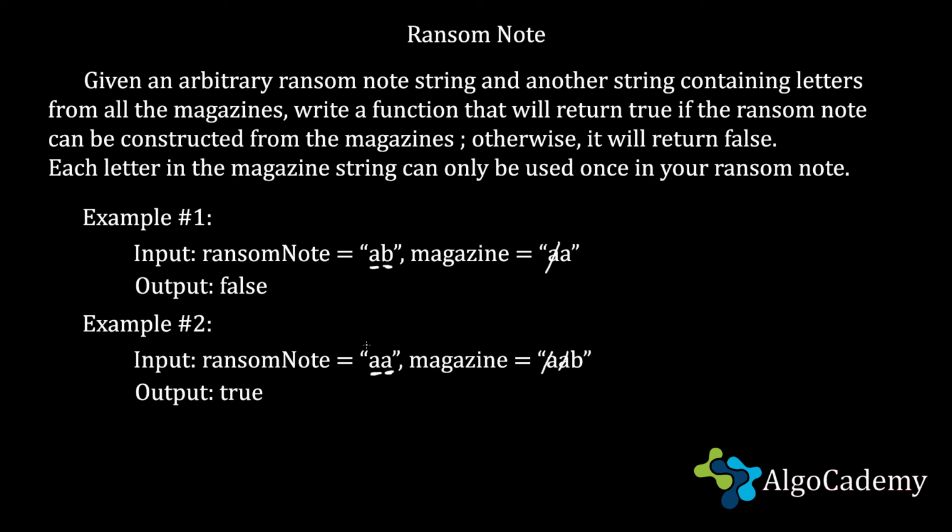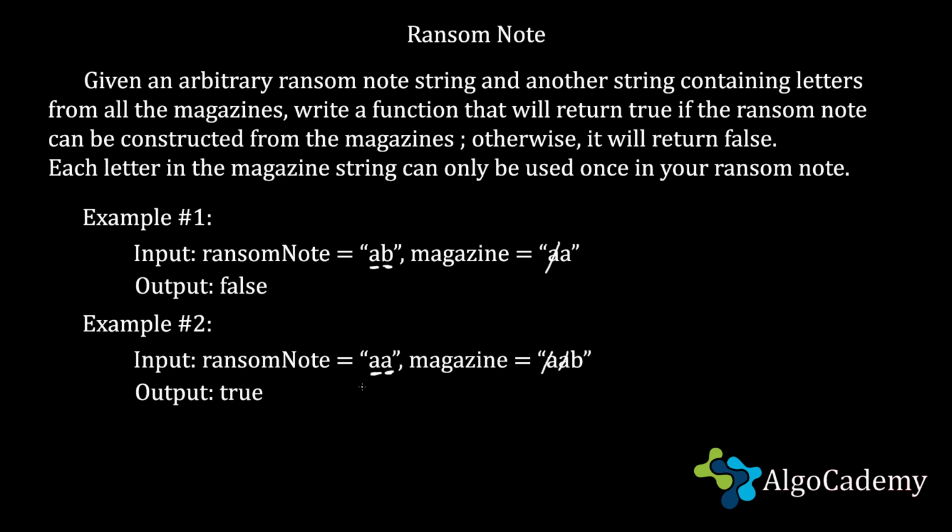So, this problem is pretty straightforward. We have to make sure that for each and every letter in the ransom note, we have at least one correspondent letter in the magazine. And in order to do this, we just have to count how many times each letter from A to Z appears in the ransom note, and then how many times each letter from A to Z appears in the magazine. Then, once we have these frequencies, all we have to do is check that for each letter, its number of occurrences in the ransom note is less than or equal to the number of occurrences in the magazine.